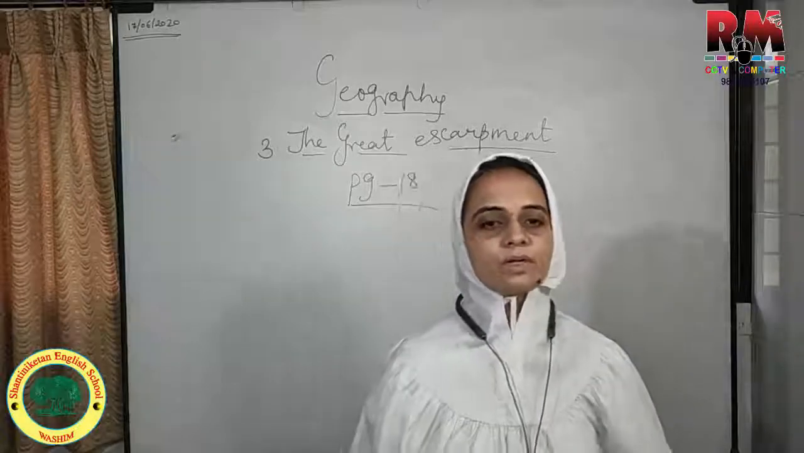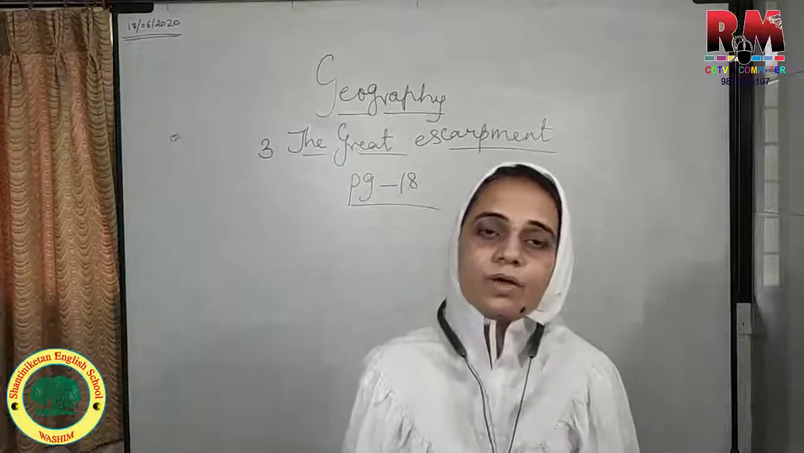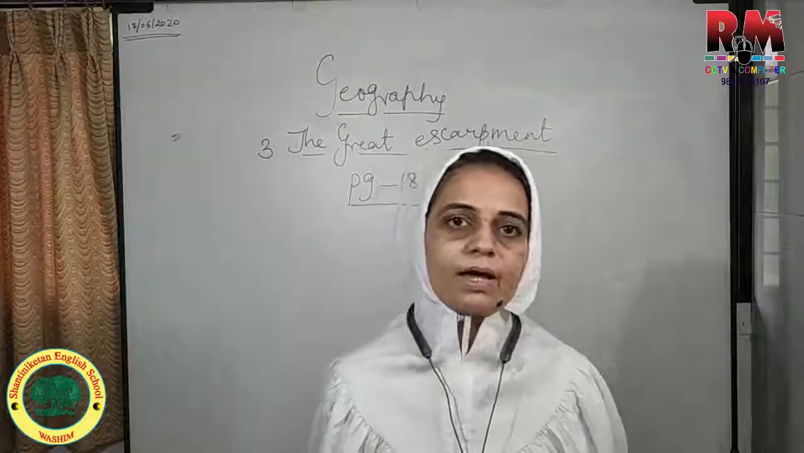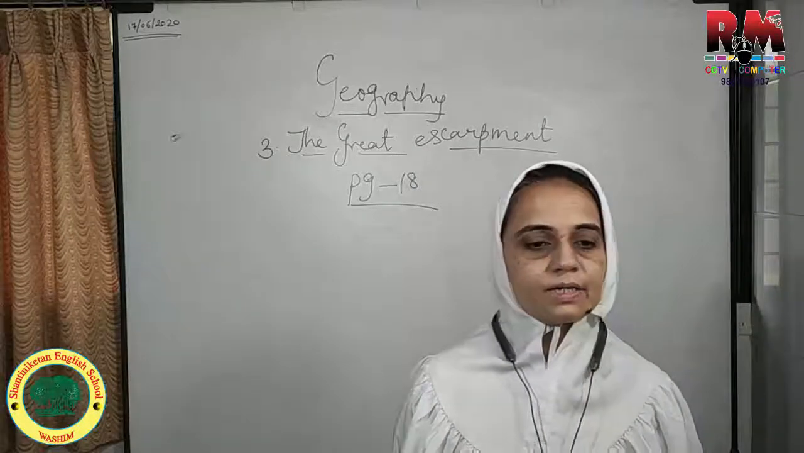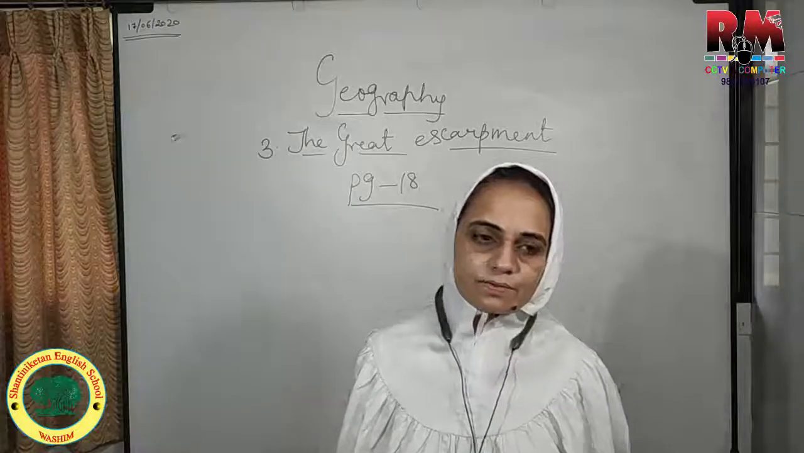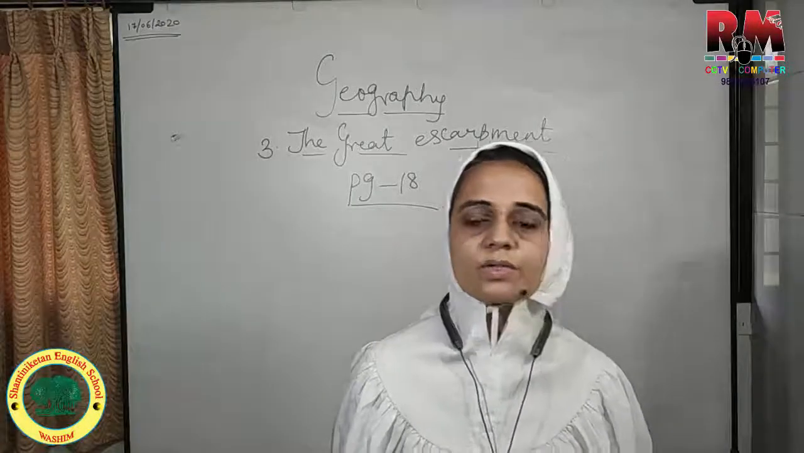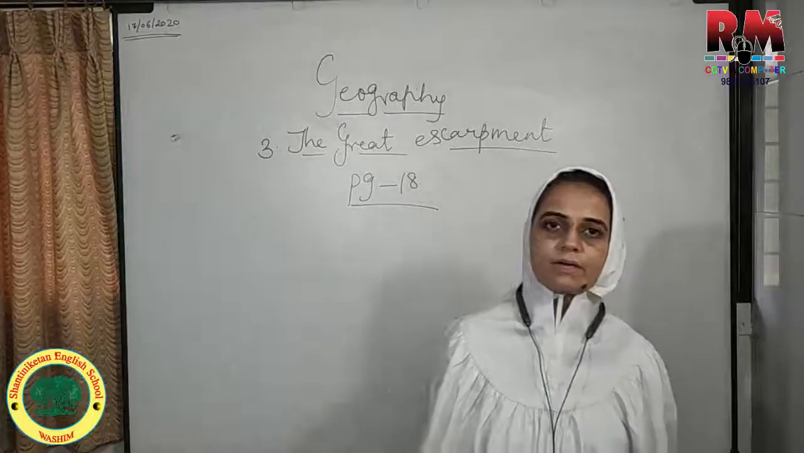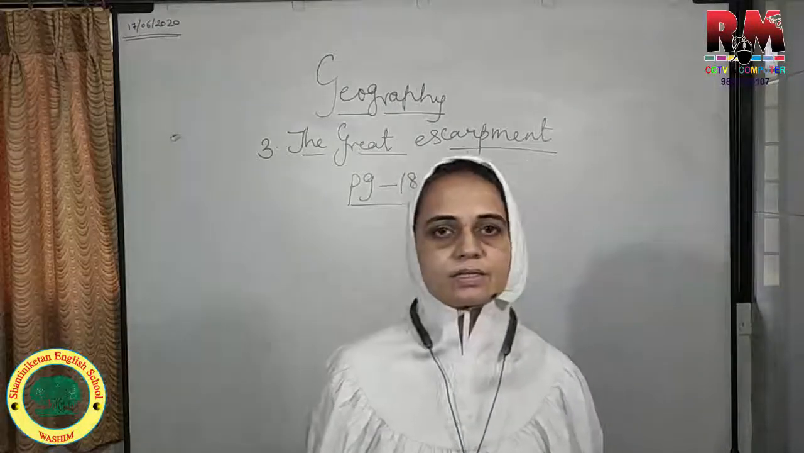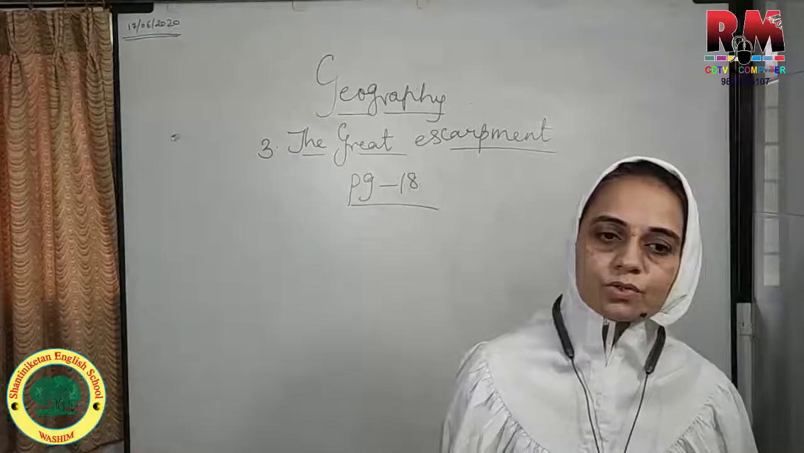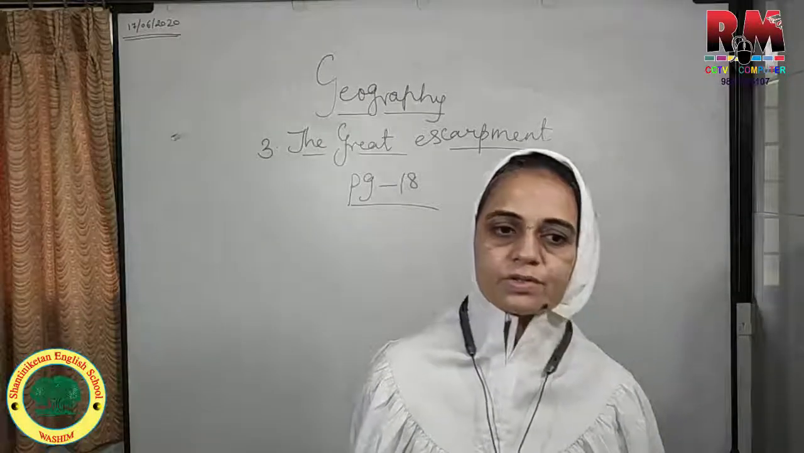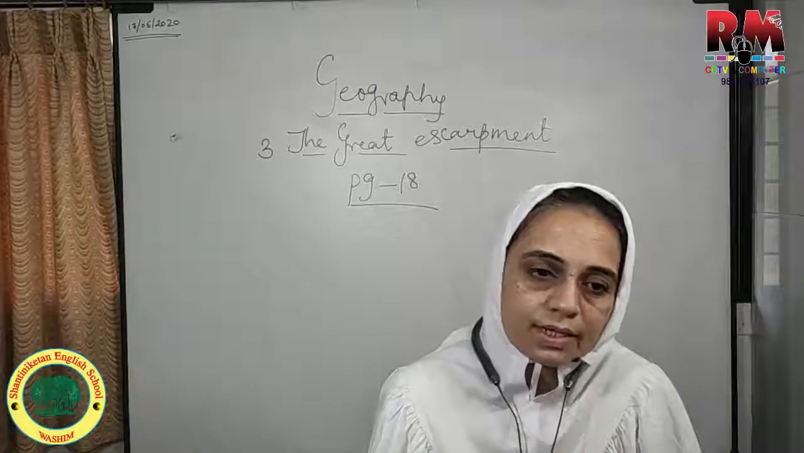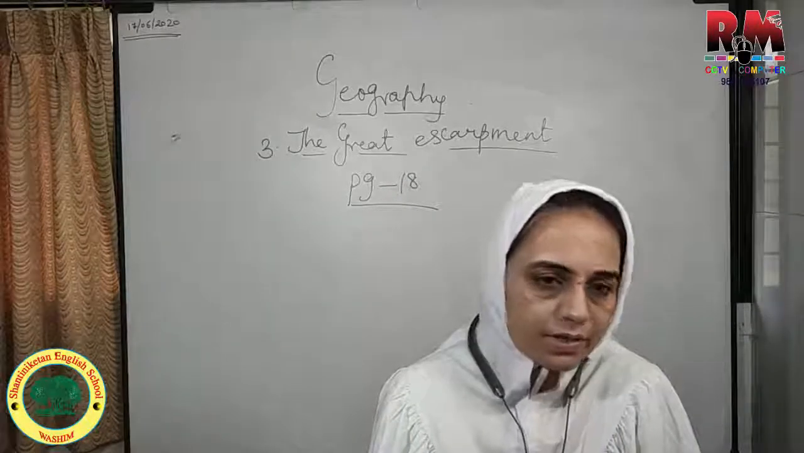So what we are going to learn about the Great Escarpment: though it occupies a very small area, the nature of its slope affects the physiographic region, and it also separates the physiographic regions in Brazil. So first we read about the Highlands, the next is about the Great Escarpment. Though it occupies a small area, the nature of its slope and its effect gives it its own climate and makes it a separate physiographic division.